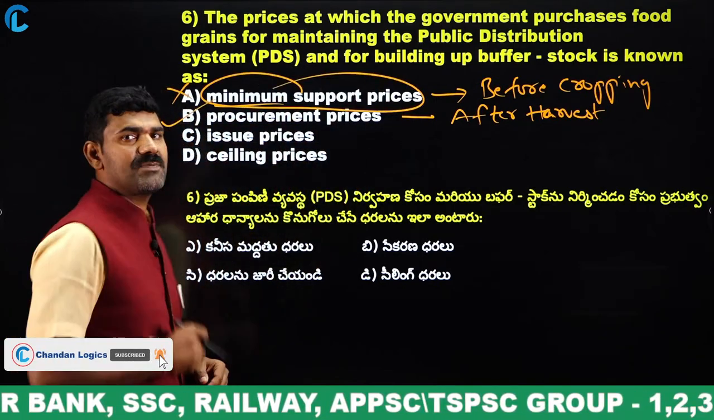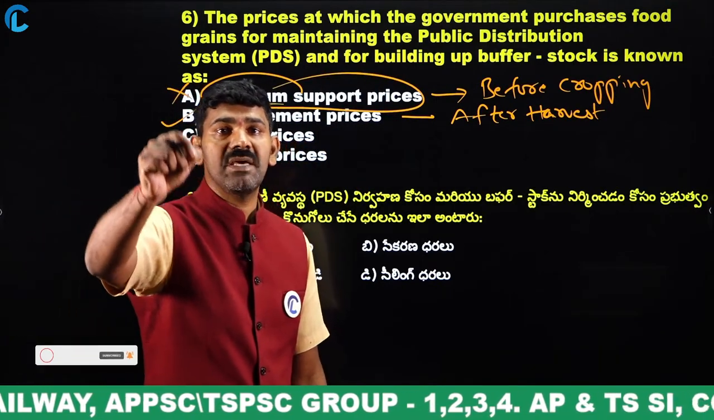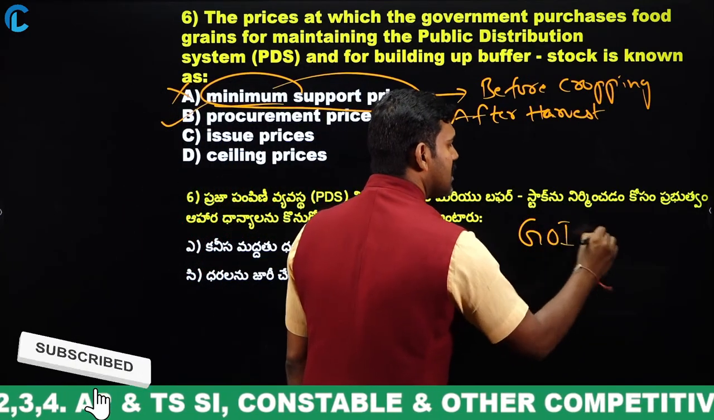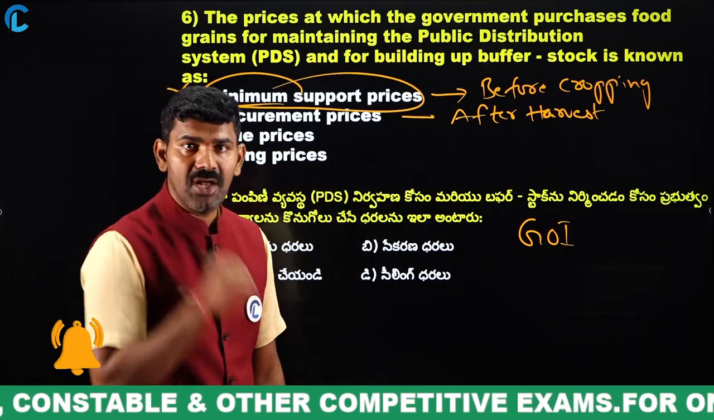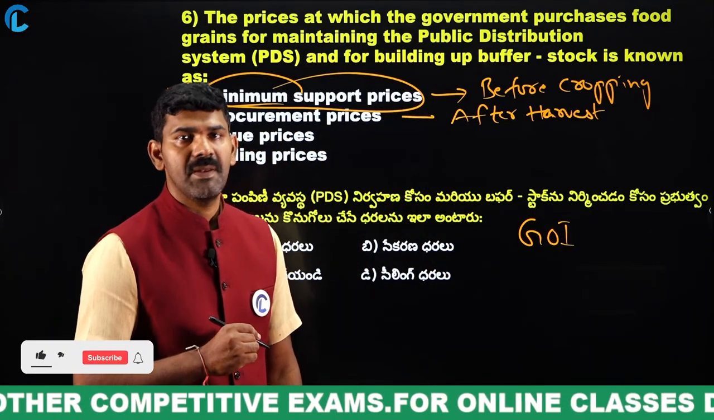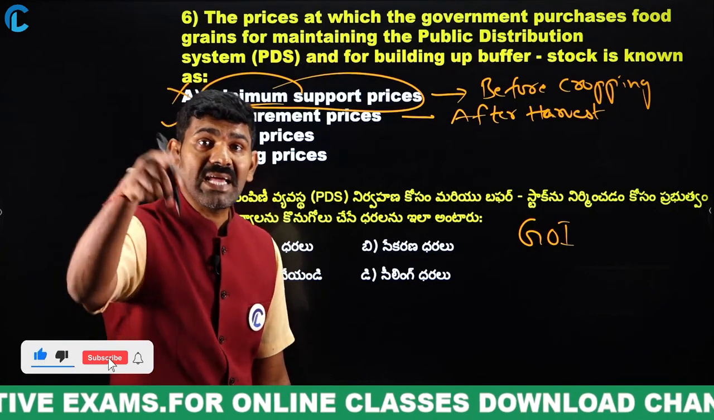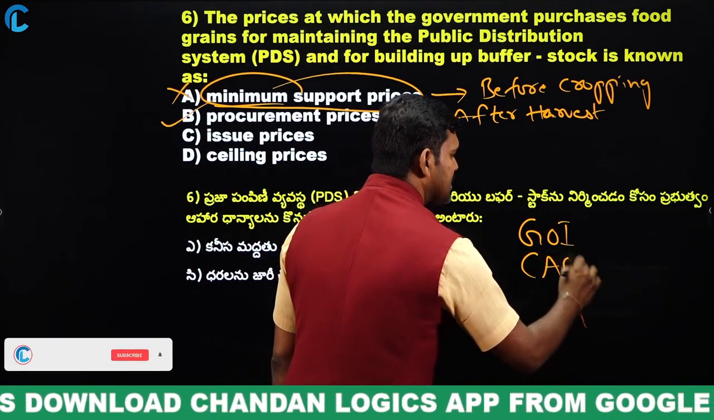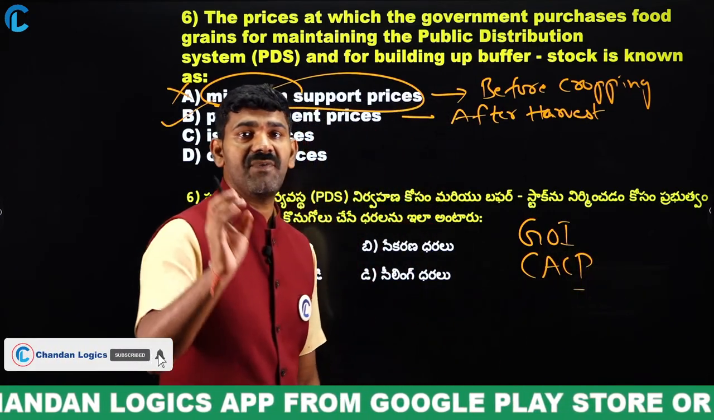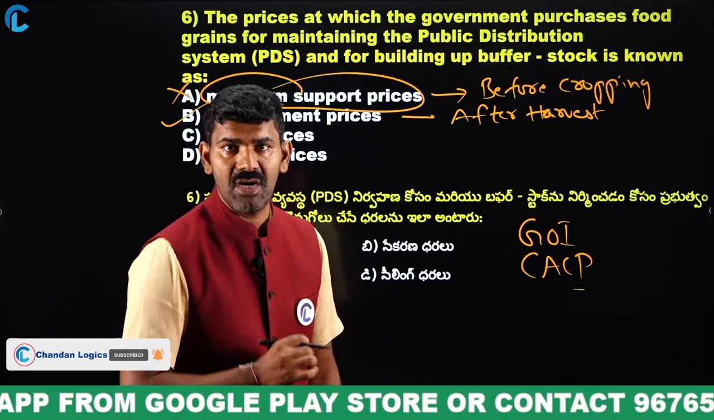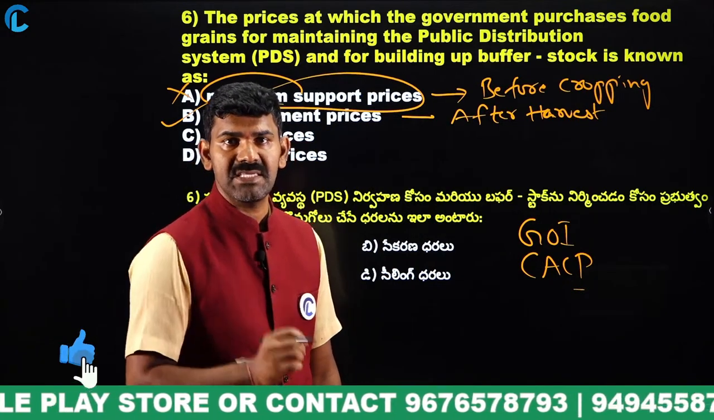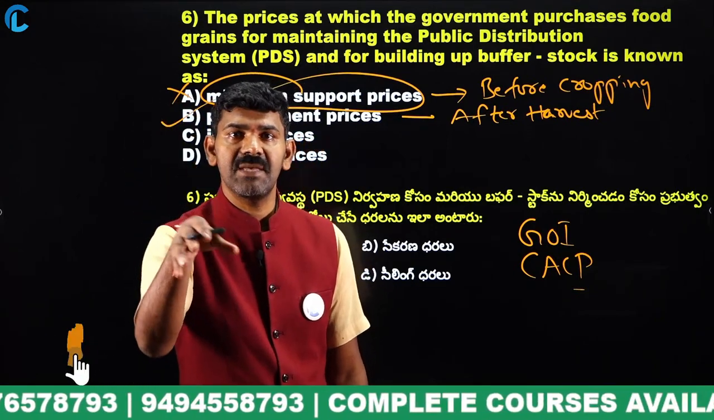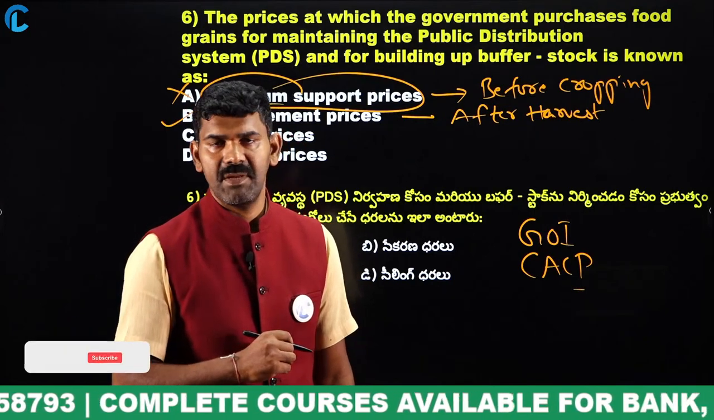Now, if you ask me who is going to announce the minimum support price, my answer is the Government of India. Who is going to recommend the minimum support price? The recommendation is done by CACP, the Commission for Agriculture Costs and Prices. The Commission for Agriculture Costs and Prices will recommend MSP to the Government of India, and based on the recommendations of CACP, the Government of India will announce the minimum support price.